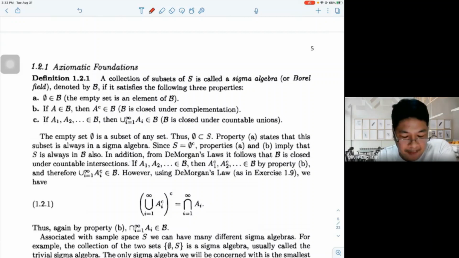And third, if A sub 1, A sub 2, and so on is an element of script B, in other words, we have a collection of infinite events, then the countable union of events, A sub i from 1 up to infinity, is also an element of script B. In other words, script B is closed under countable unions.